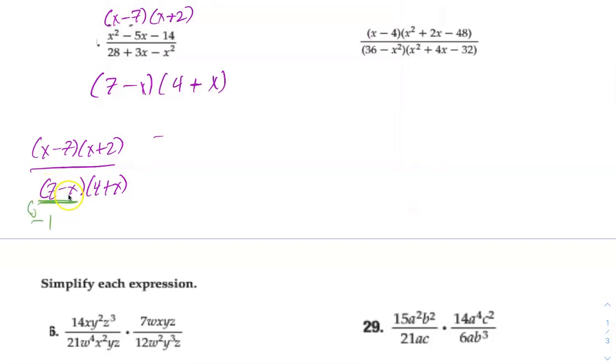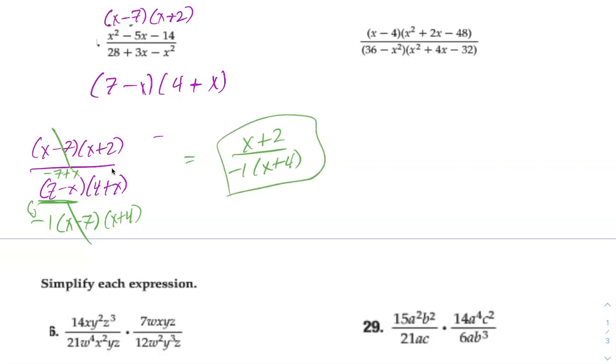So we could factor out a negative. Remember, when you pull out a negative, all you're doing is dividing by negative. So this makes this negative 7 plus x, or if we rearrange it, x minus 7. Like that. And then the rest of it's still the same. I can write this as x plus 4. These two reduce, and I get x plus 2 over negative 1 times x plus 4. That's about as far as I can reduce that. Okay, let's move on to the next one.